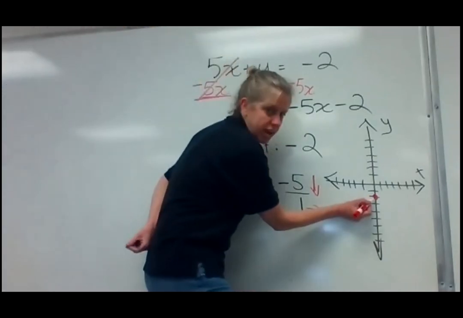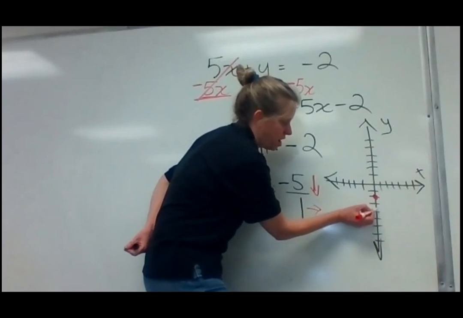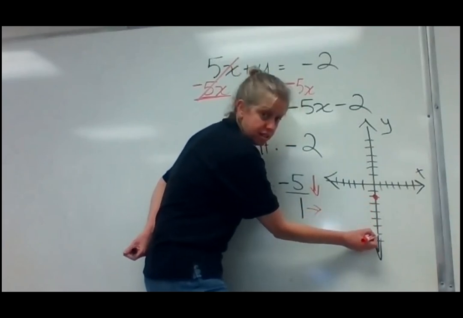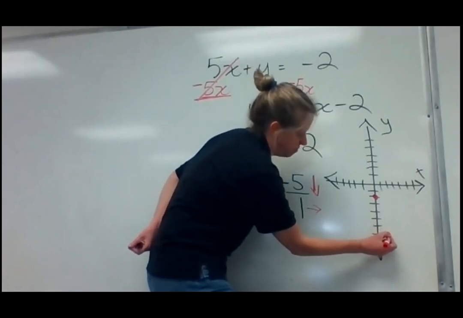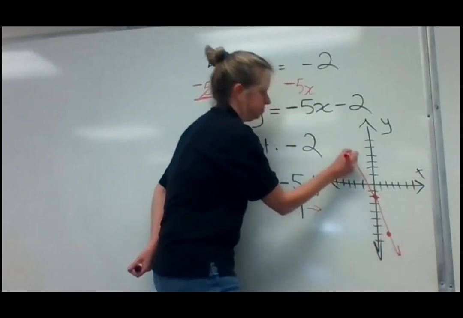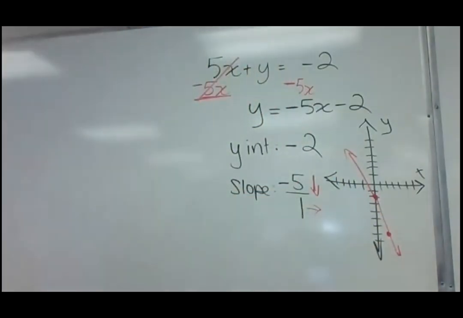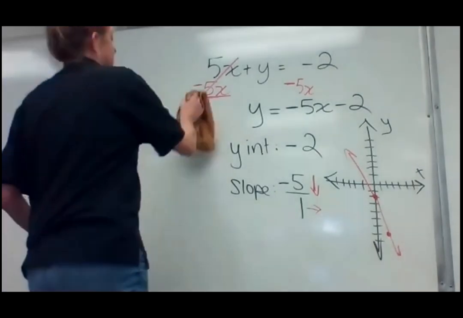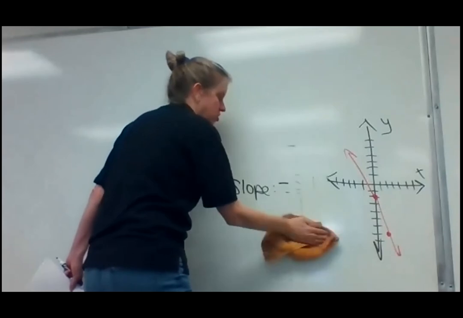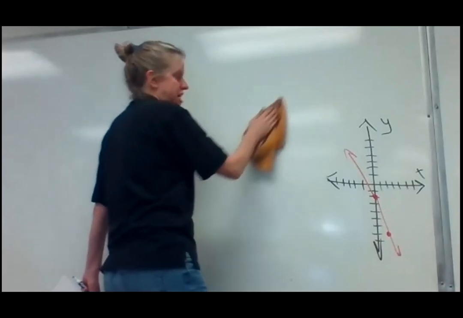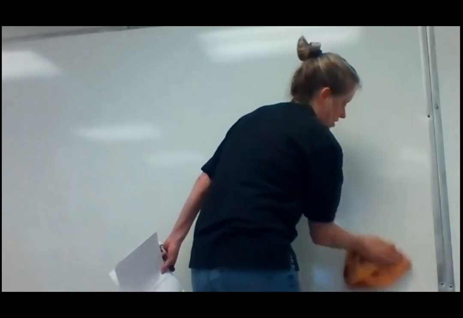So starting from this point, I need to rise down 1, 2, 3, 4, 5. Don't put a point there. Remember, you got to rise and run. I'm only running one, so I just go to the right 1 and then connect. All right, 2 more. And I know I feel like I'm kind of rushing this, but remember, you can always come back later and watch it again and pause me where you need to pause me on this.